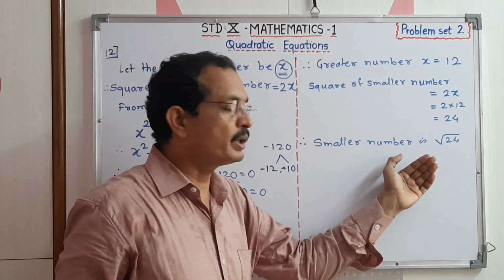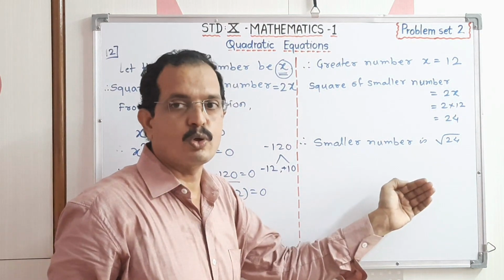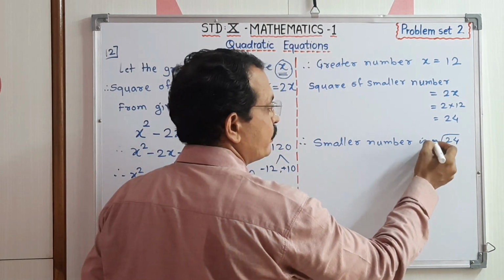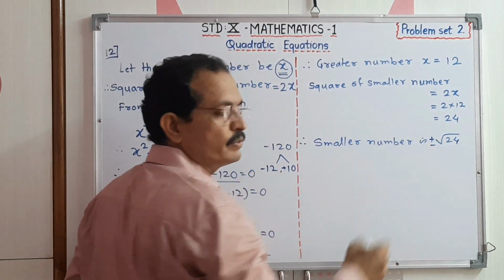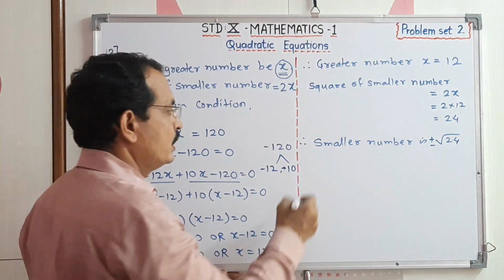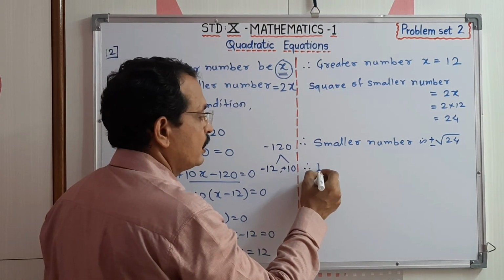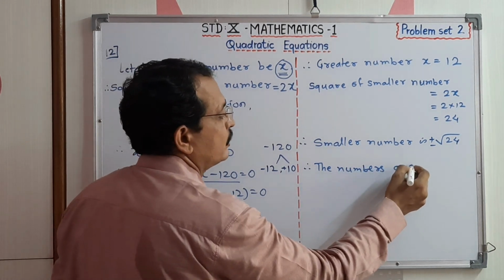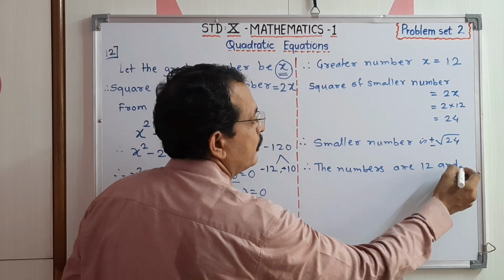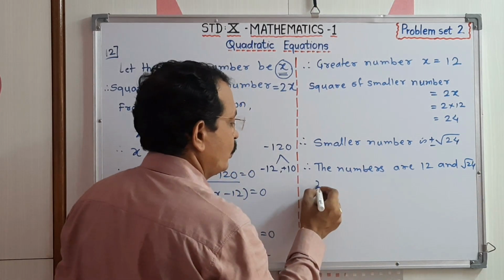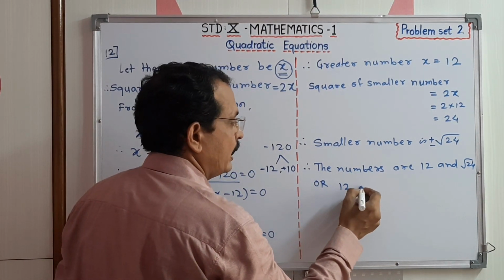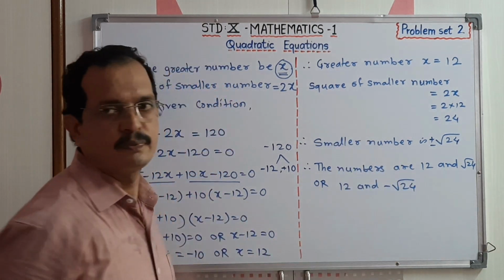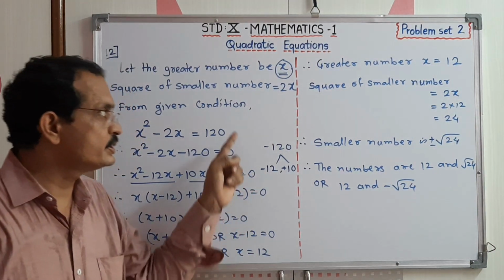We have to find the number. That means we have to take the square root of that, and the square root of 24 is plus minus root 24. Therefore we can write the numbers are 12 and root 24, or 12 and minus root 24. See here, dear student, it is an important thing.